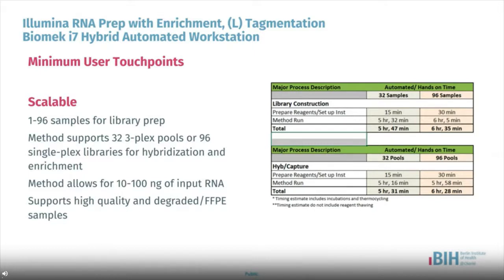The method was written to reduce the total number of user touchpoints and can be run in as few as 2 manual user interventions, one at the start of cDNA synthesis and one at the start of hybridization and enrichment. Shown to the right are timing estimates for each individual process. The entire workflow for 96 samples pooled down to 32 3-plex pools can be performed in approximately 12 hours.